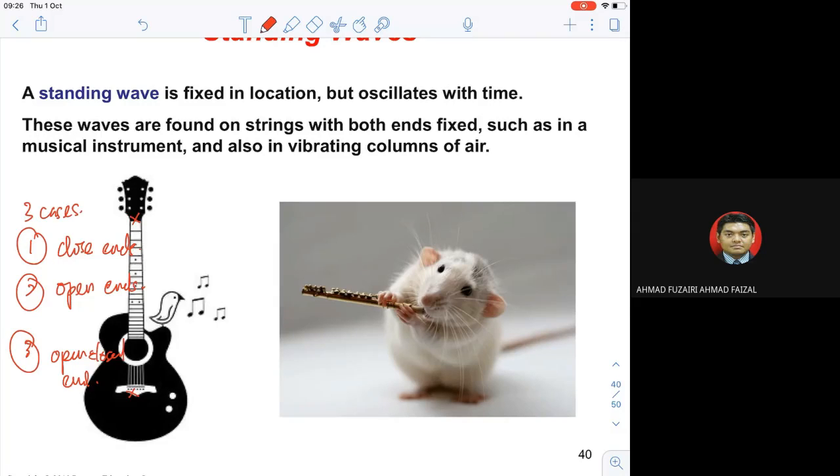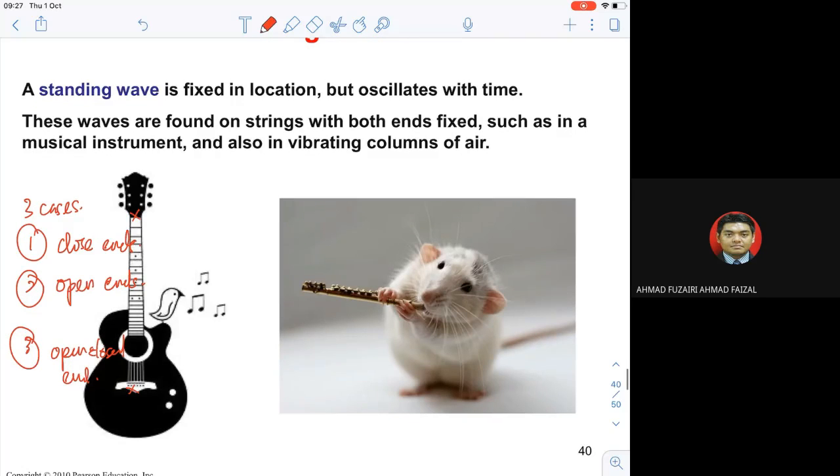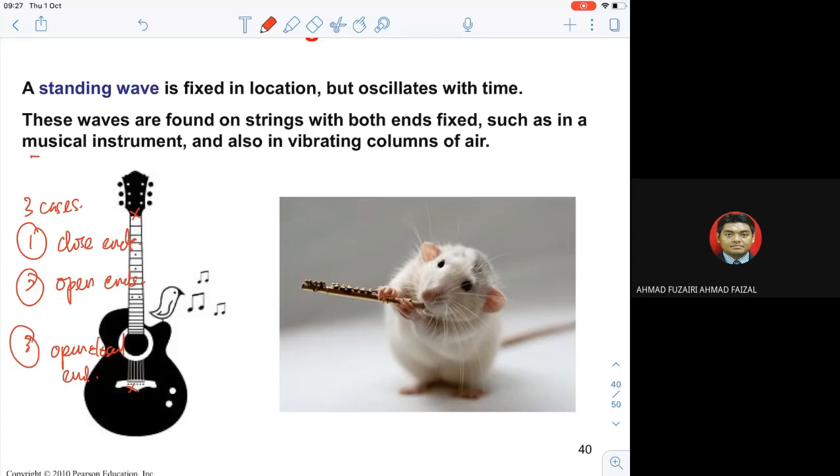Remember, closed end means that both ends are closed. The second case will be open end, meaning that both ends are open. And the third case will be open-closed end, meaning that one side is open, one side is closed. These waves are found on strings, such as in musical instruments, and also in vibrating air columns. Musical instruments are always case number one and number two, and this one is case number three.